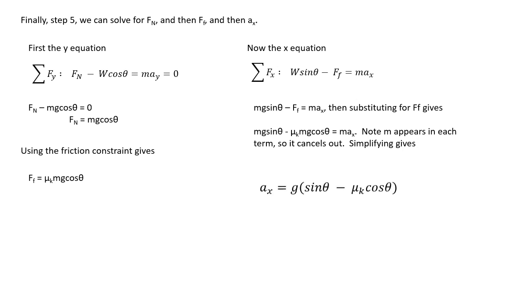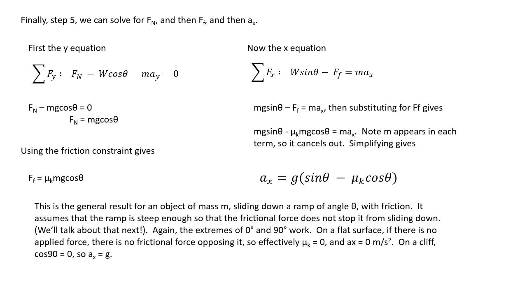Simplifying my expression gives me a sub x is equal to g times the quantity sine theta minus mu sub k cosine theta. This is the general result for an object of mass m sliding down an angle of theta with friction. It assumes that the ramp is steep enough so that the frictional force does not stop it from sliding down. We do need to talk about that, and that'll be in my next slide.